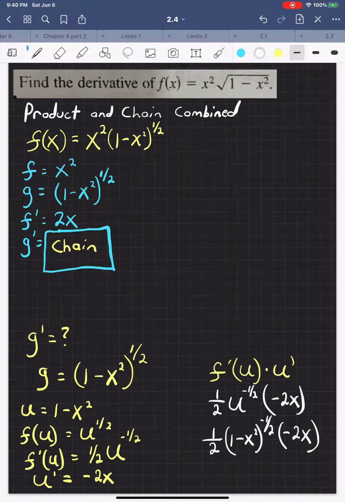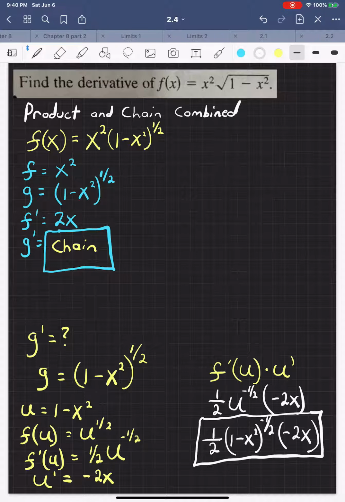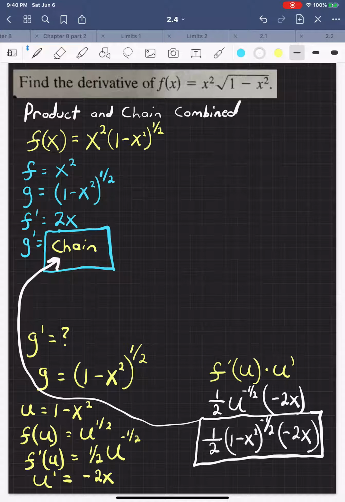I realized that was a lot of work, but I needed this g prime so that I could finish up my product, right? That detour was just so that I could find g prime. But now that I found it, let's just go ahead and write that product rule. Again, I'll have to call upon memory. F prime times g plus f times g prime is, I'm sure, what I used.